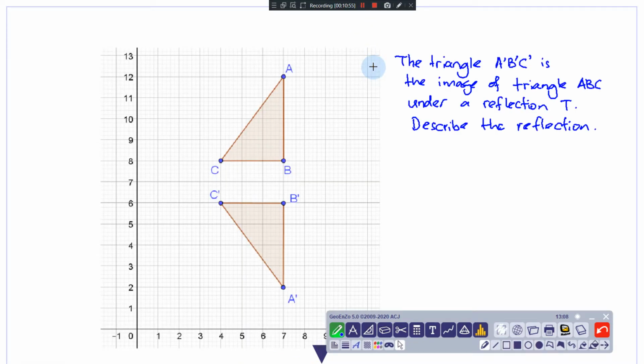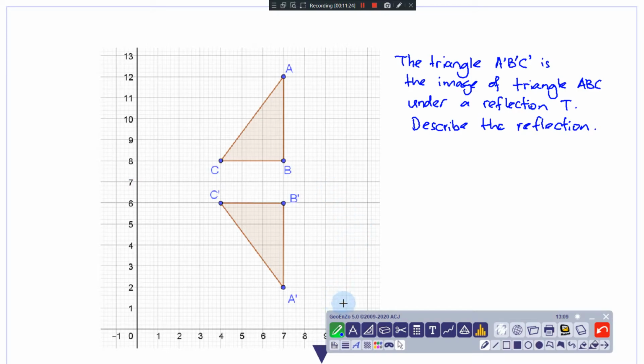Okay, let's look at this example. Another question. The triangle A prime, B prime, C prime, this triangle is the image of triangle ABC under a reflection T. Describe the reflection. So remember, to describe a reflection, you need to mention the axis of reflection. In this case, actually you don't have to use a compasses. You also can know where is the axis of reflection, right here.